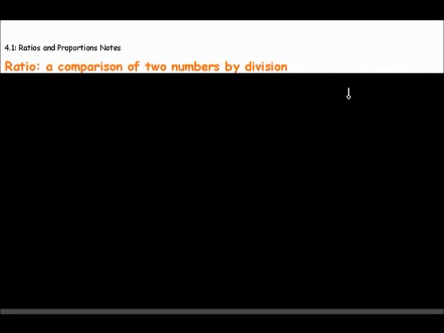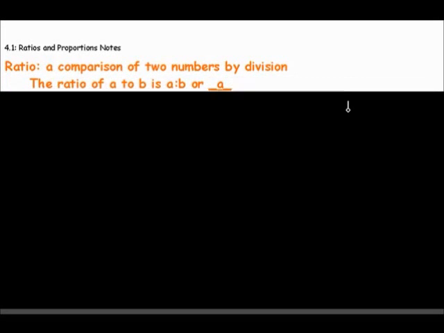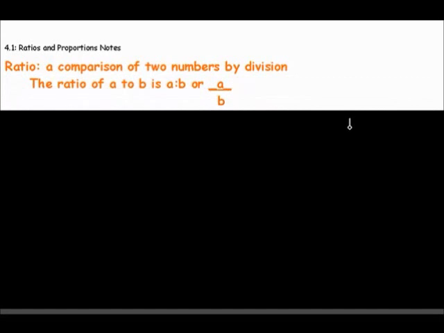Our first definition is ratio. A ratio is a comparison of two numbers by division. We would say the ratio of A to B and would write it in either of the following ways, with a colon or as a fraction.